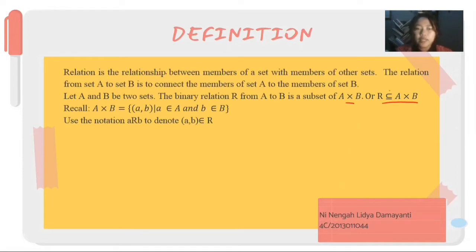And then we call that A cross B as nothing but (a, b), where a is an element of set A and b is an element of set B. We use the notation aRb to denote that (a, b) is an element of R, or (a, b) belongs to R. And then we use the notation to denote that (a, b) does not belong to R.